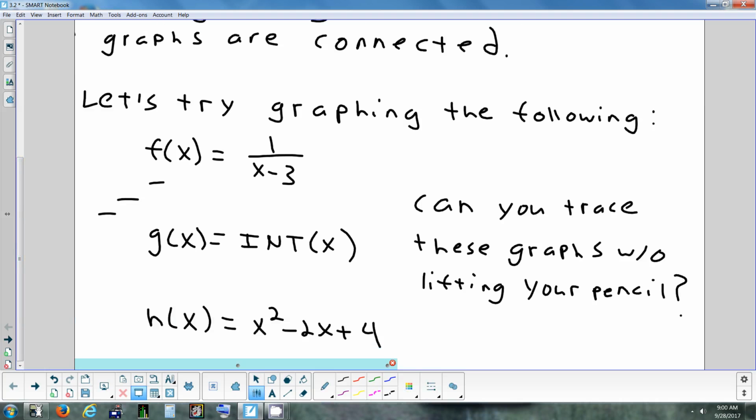How about that one? x squared minus 2x plus 4. Jan, what shape would that be? It would be a parabola. Can you trace that without lifting your pencil? Yes. So this one you can't, this one you can't, that one you can. And that characteristic that you can trace your graph without lifting your pencil, or without having any breaks in it, that's called continuity, or a continuous function.